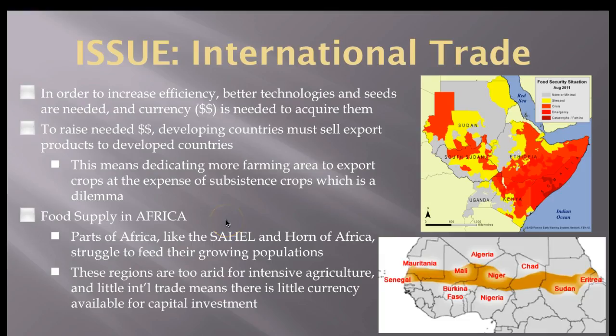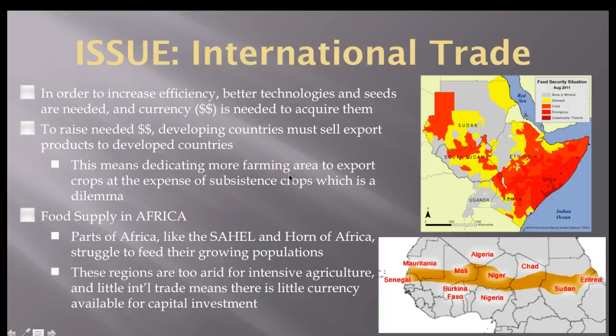The second issue in developing countries is international trade. In order to increase efficiency, many technologies and seeds are needed for these countries that they just simply cannot afford because they are developing countries. To try to raise the money, a lot of the developing countries must sell export products to developed countries. What this simply means is to get money in these countries, they have to grow commercial agriculture, which is now being sold to the United States, to Europe. Therefore, they're not having enough space or areas for subsistence crops.